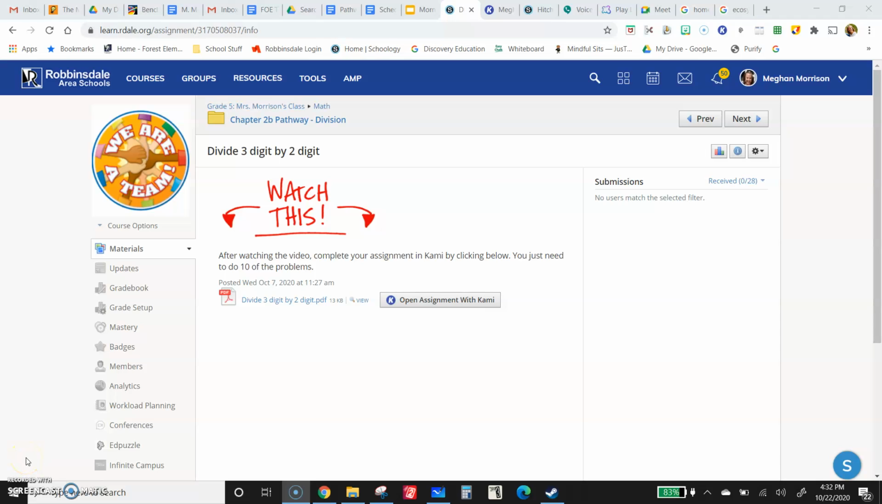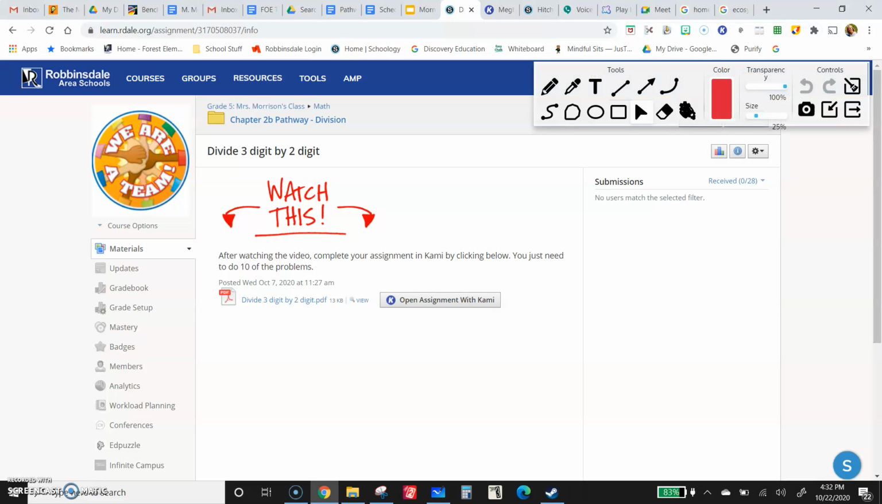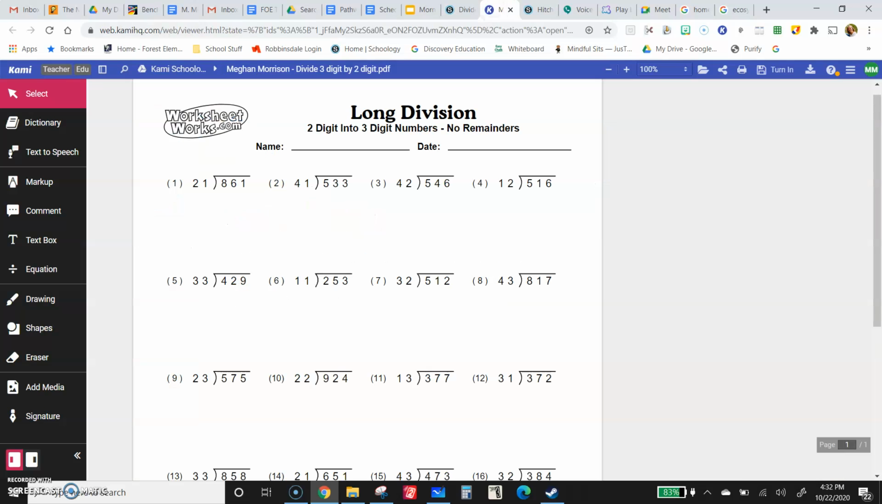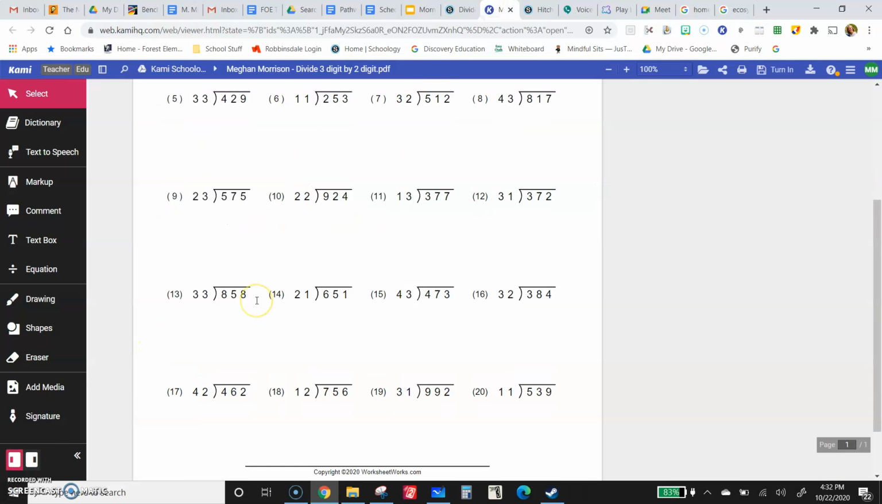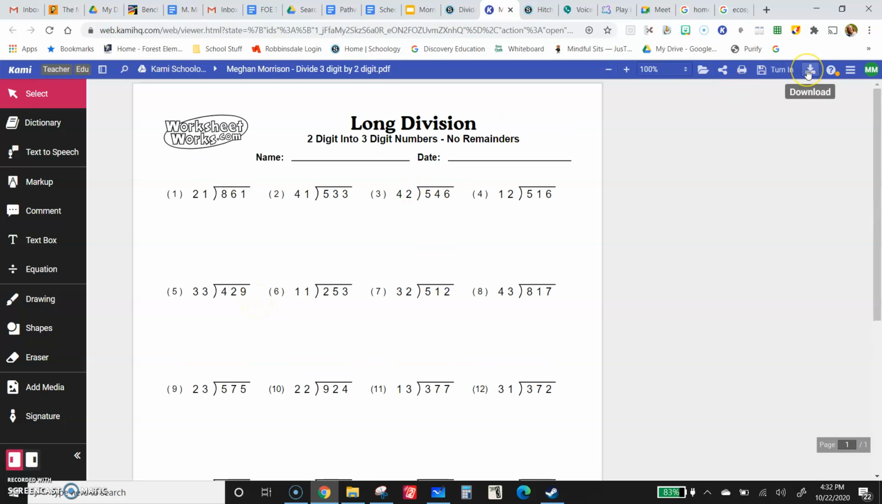Okay, for this lesson, you are going to be dividing 3-digit numbers by 2-digit numbers. Notice you only have to do 10 of the problems on your worksheet. The worksheet has 20. You can choose 10. Doesn't matter which 10, but you do not have to do them all.